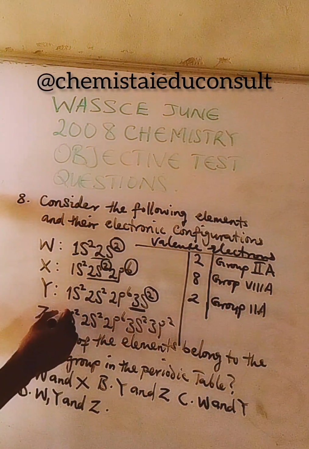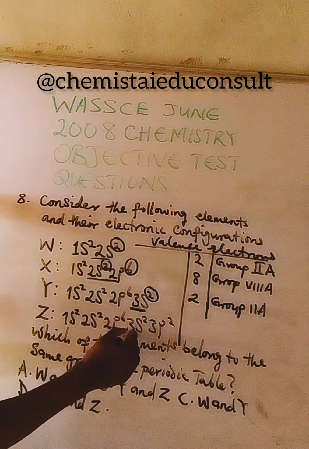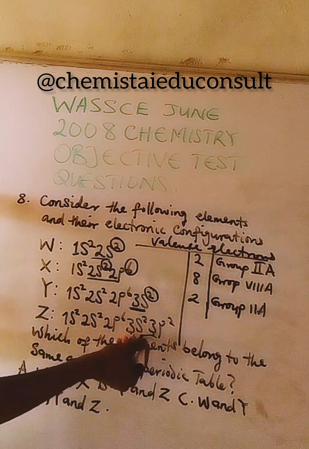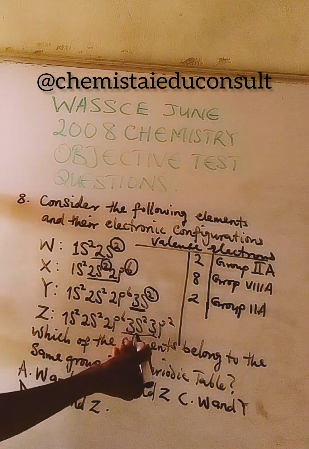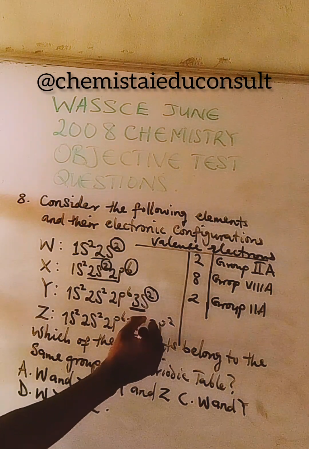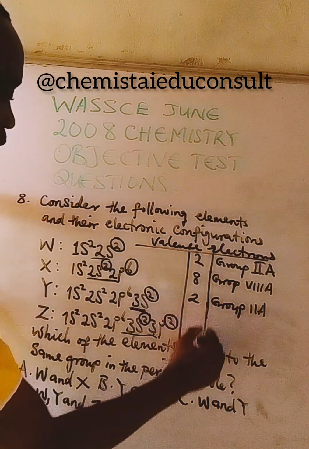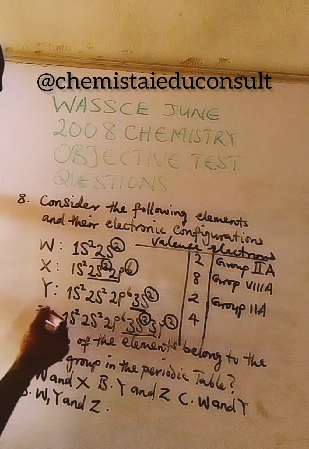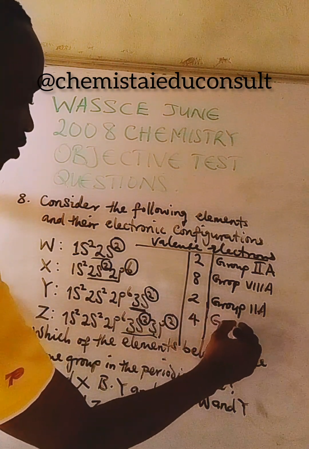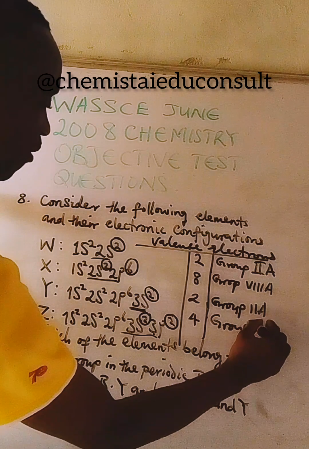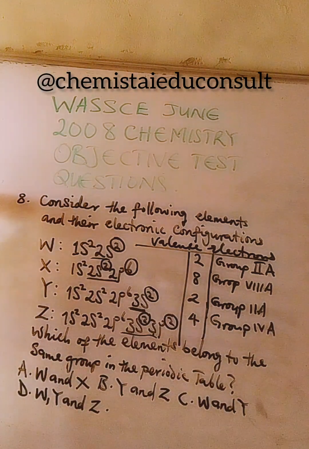Z has first shell, second shell, third shell. So the last shell is 3. Now, we have 2 electrons plus 2 electrons. That is 4 electrons, which means that Z belongs to group 4A of the periodic table.